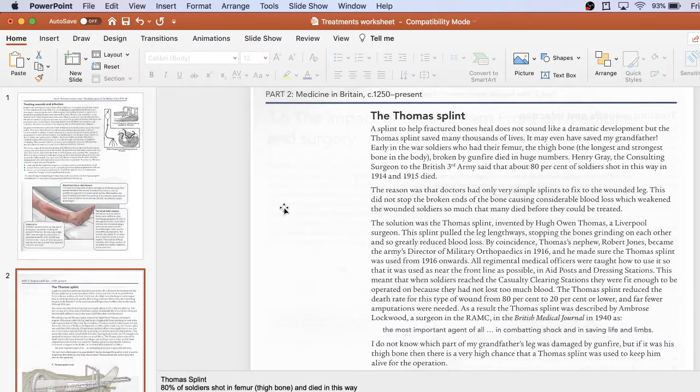further broken bones and blood loss, because a broken bone is pushing against something else. By pulling it a little bit, you make sure that it's not pressing on something else. And that's the impact of the Thomas Splint.